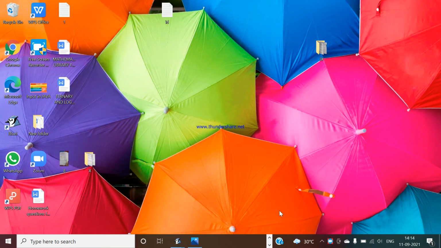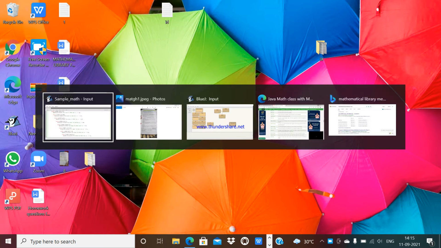In this section, we are going to see how many kinds of mathematical functions are used in Java programming. So let's begin the topic.